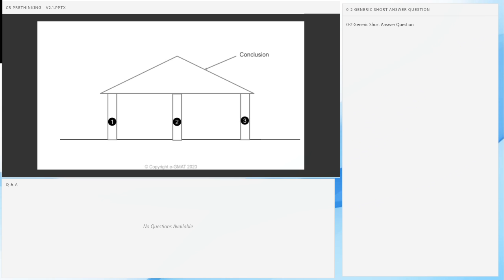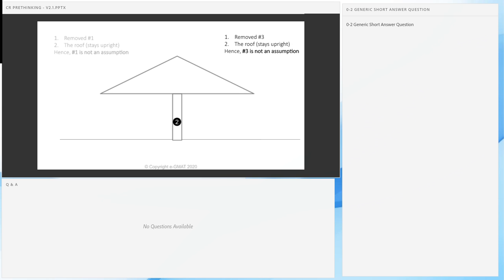Okay, let's call them one, two, and three. Now, each of these three pillars is there. It keeps the roof upright. Let's assume we remove pillar number one. The roof, well, it's slightly weakened, but it still stays upright, which means pillar number one is not an assumption. Let's assume we remove pillar number three as well. This roof still stays upright. Then pillar number three is also not an assumption.